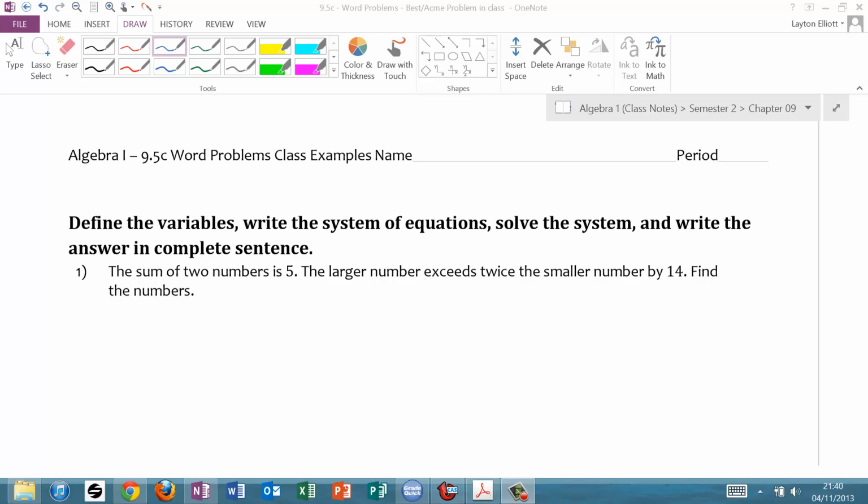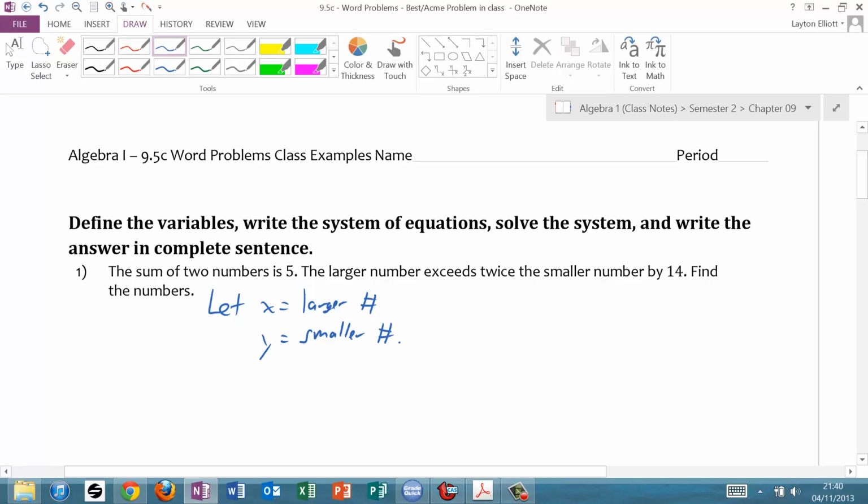Word problems. Okay, let's go. The sum of two numbers is 5. The larger number exceeds twice the smaller number by 15. We're going to set up let statements. Let x be equal to the larger number, and then we're going to let y be equal to the smaller number.